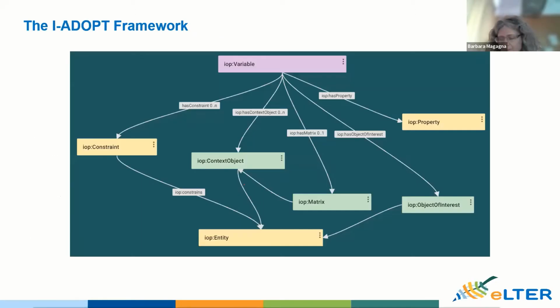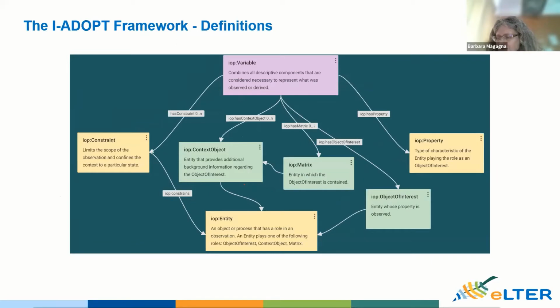Next slide, please. So an iAdopt variable combines all descriptive components that are needed to represent what was observed or derived and includes at least one property and one object of interest. Next slide. So a property is the type of characteristic of the entity playing the role of an object of interest. And an object of interest is the entity whose property is observed. A matrix is an entity in which the object of interest is contained. The context object is the entity that provides additional information related to the object of interest, while a constraint may limit the scope of any entities that are involved in the variable description.